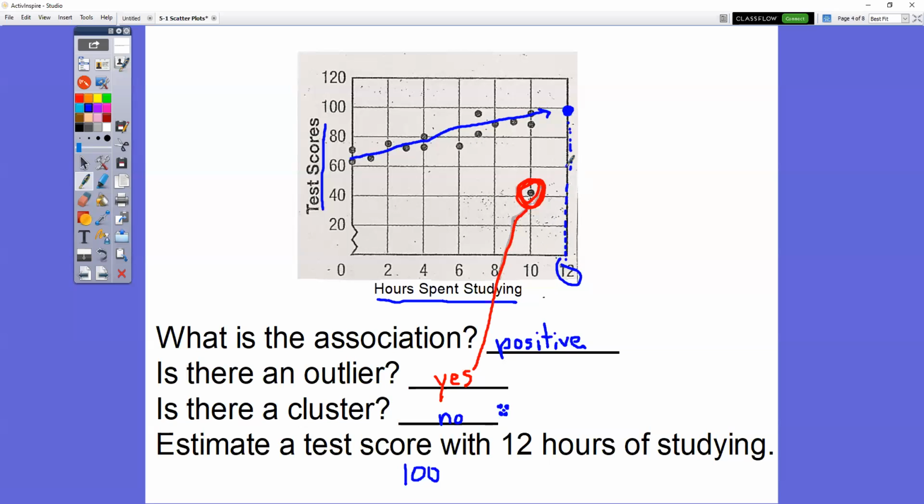Would an answer like 60 be a good answer? No. When you take a look at the general trend of the data, it's going up. It's going to form somewhere in here. So would a point down here be a good answer? No. We're just looking for a reasonable answer.